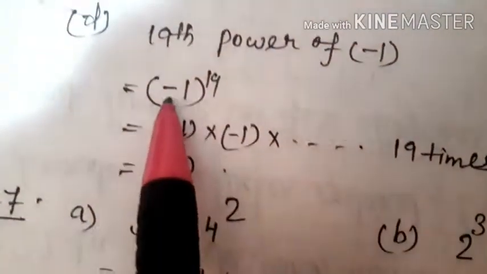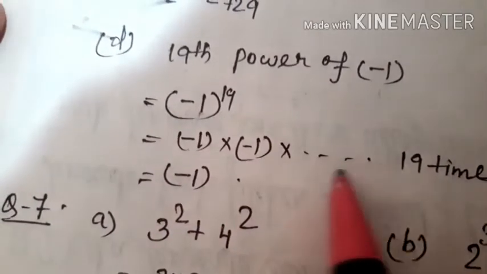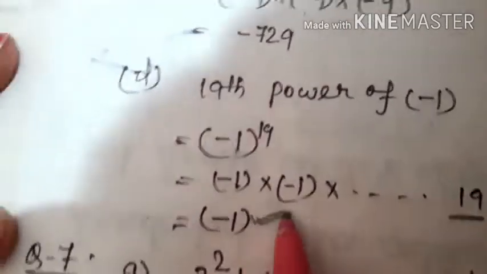Then 19th power of minus 1. You see minus 1 to the power 19: minus 1 into minus 1, 19 times. This is an odd number. Okay, what is its value? Minus 1.